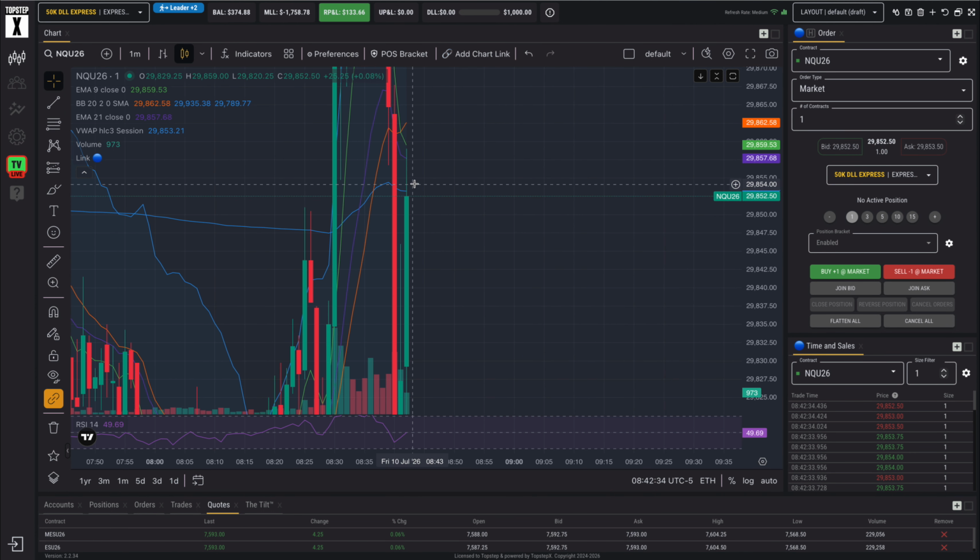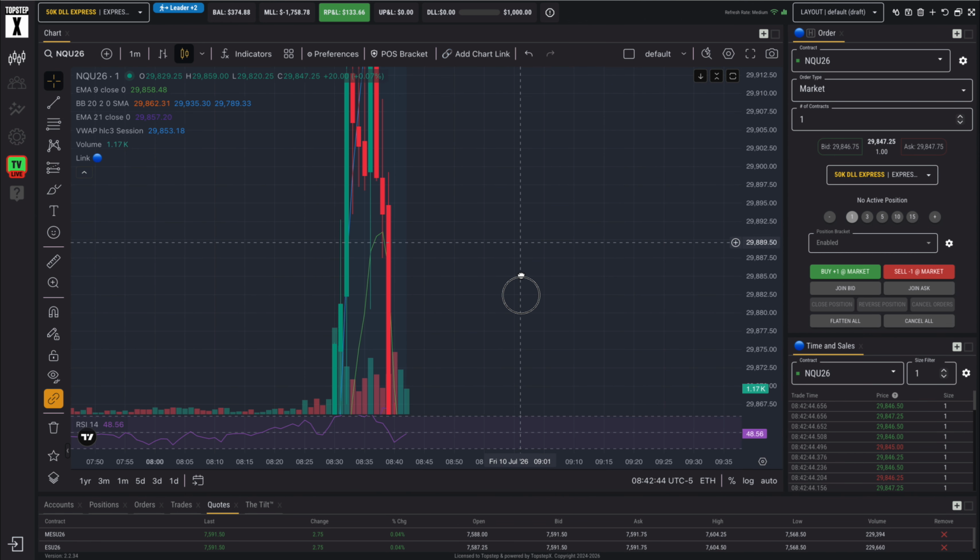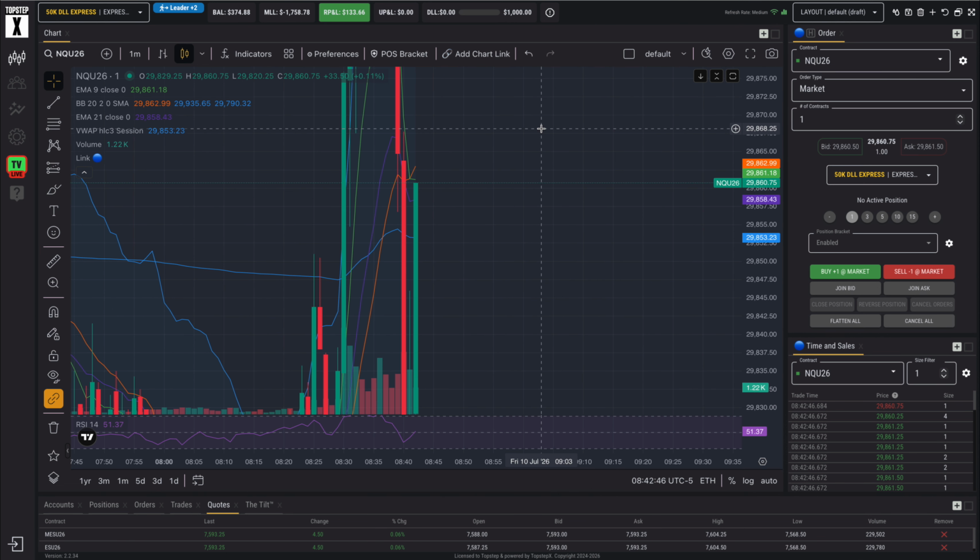Does it close above the VWAP? Does it bounce off the 21 EMA? Does it act as resistance right here? If it breaks through, it's probably just going to go back up to where it was here. Let's see. It's important to see how this candle closes.